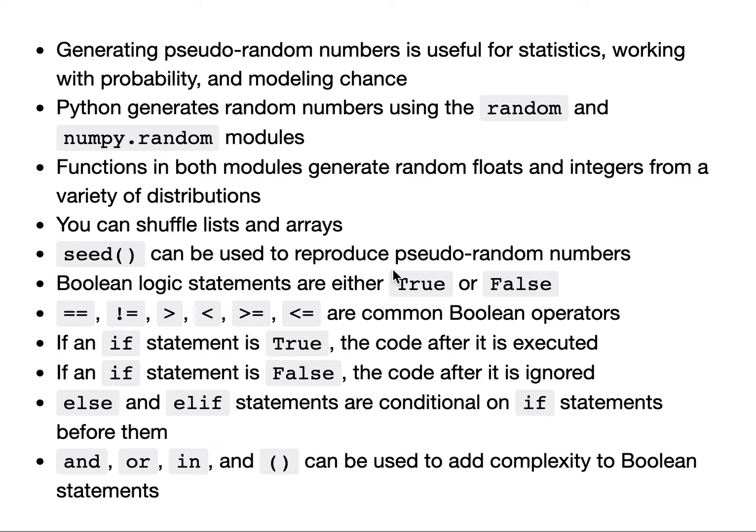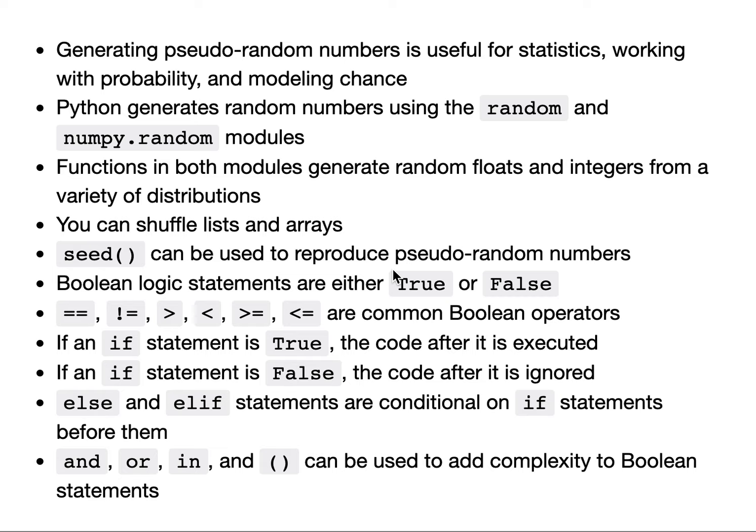Python generates random numbers using the random and numpy.random modules. We'll only be talking about random today, but you should look at the functions in numpy.random as well. Functions in both of these modules generate random floats and integers from a variety of distributions. Beyond just generating random numbers, you can also do other random functions like shuffling lists and arrays in place. Seed can be used to reproduce pseudo-random numbers.